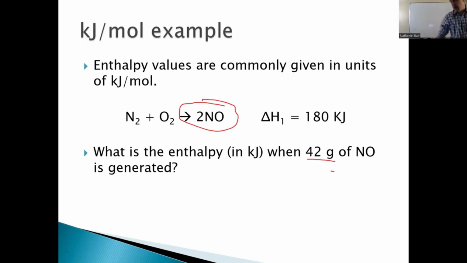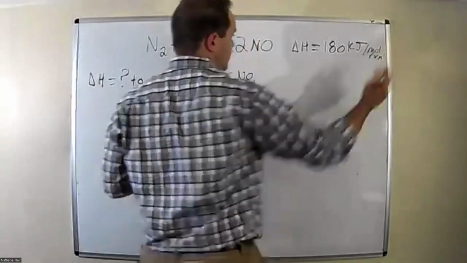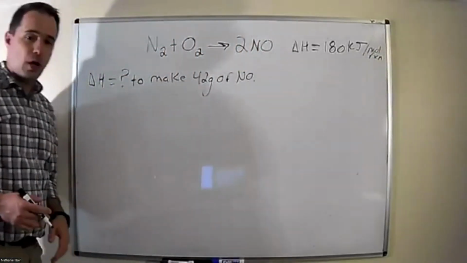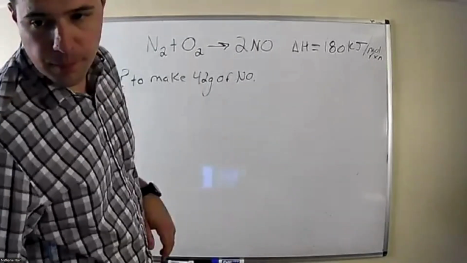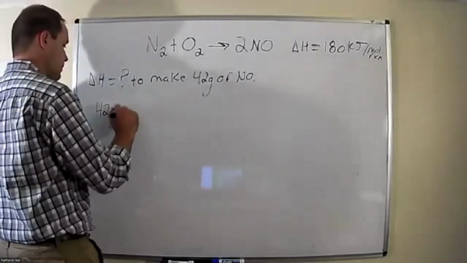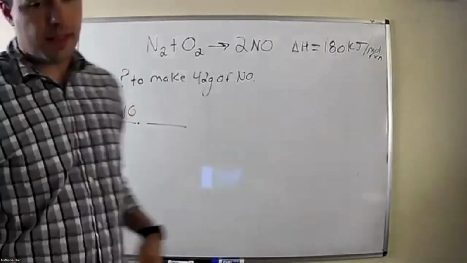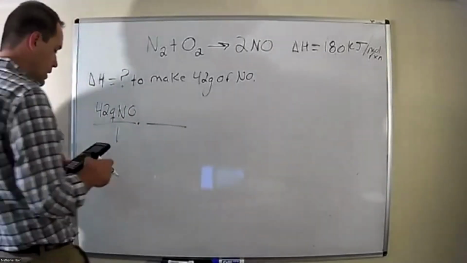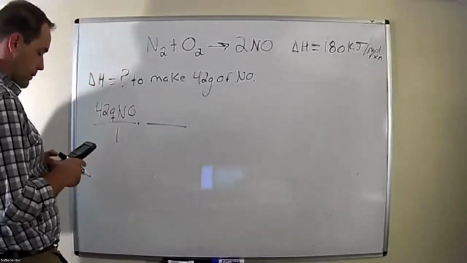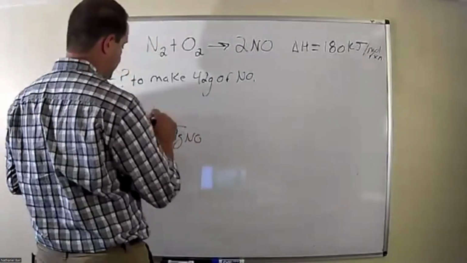Give me 1 second. I'll start writing some stuff down. Here's how I would set this up. Because this is in kilojoules per mole of reaction, what we need to do is get this 42 grams of NO into moles of NO. So the first thing to do is 42 grams of NO, pop that over 1, and we're going to divide by the molar mass of NO. So that's 14.01 plus 16. That's 30.01 grams of NO.